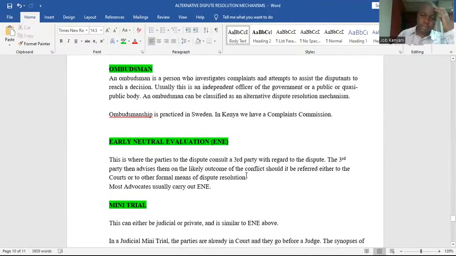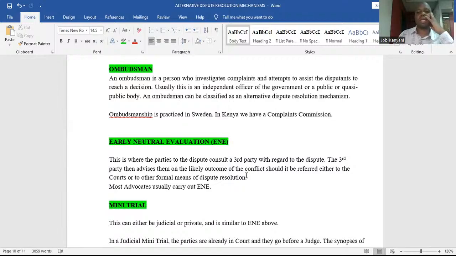So when you talk about an alternative dispute, it is an alternative to resolving a dispute rather than having to go to the court. You'd rather opt for these methods we've talked about here, rather than having to go to the court. That's why they are called an alternative way of resolving a dispute.